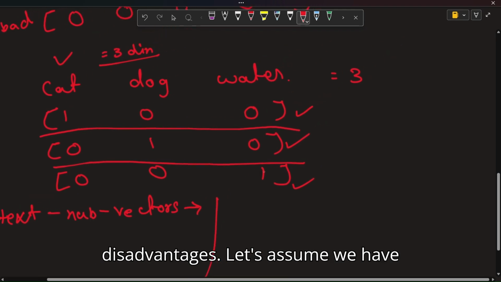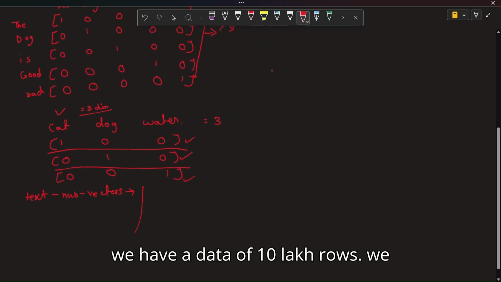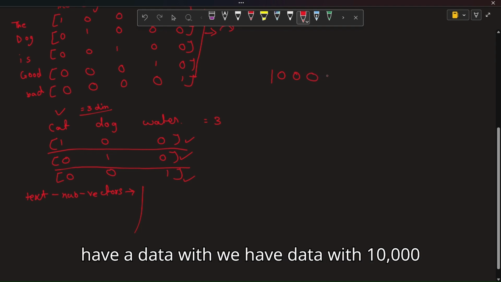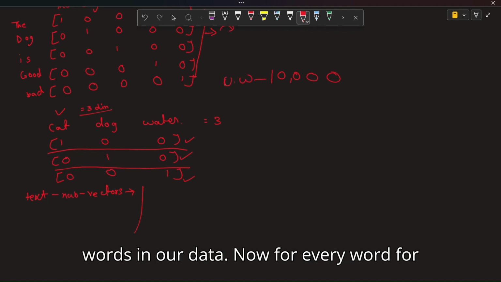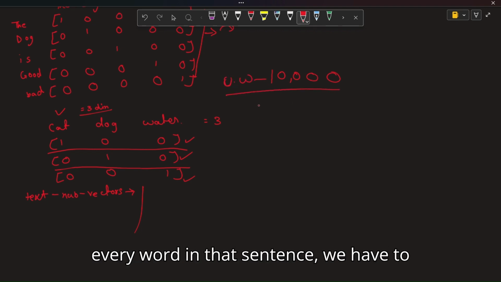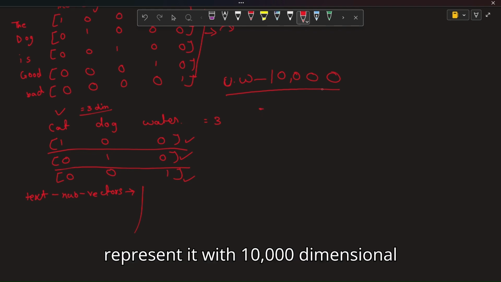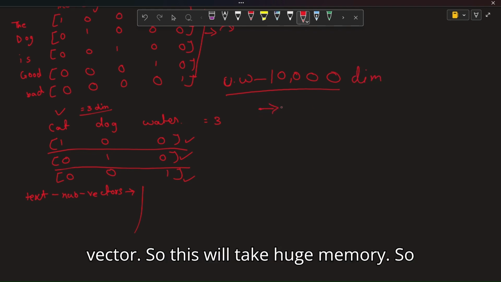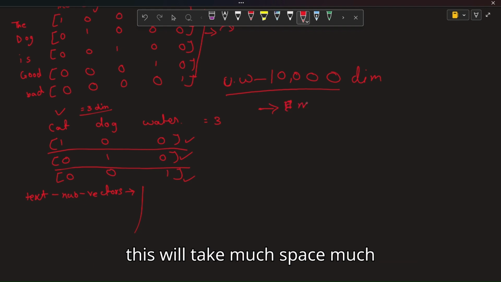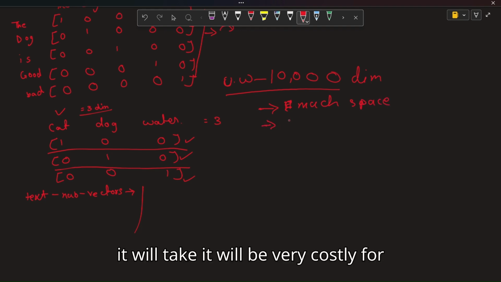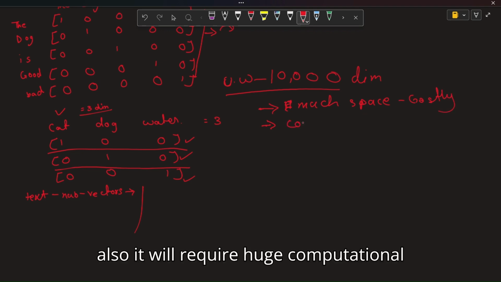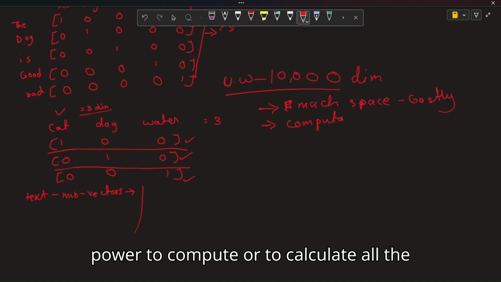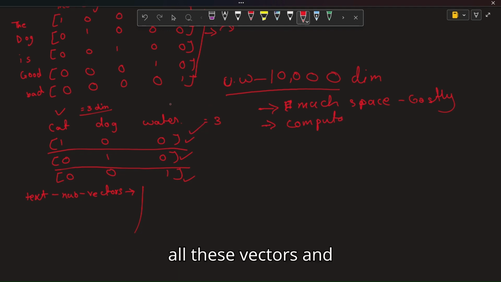Let's assume we have data of 10 lakh rows, with 10,000 unique words in our data. Now for every word in a sentence, we have to represent it with a 10,000-dimensional vector. So this will take huge memory and much space in our system. It will be very costly for us, and it will also require huge computational power to calculate all these vectors.